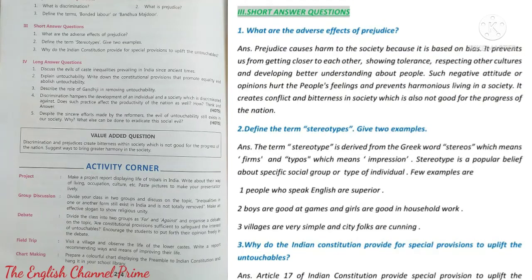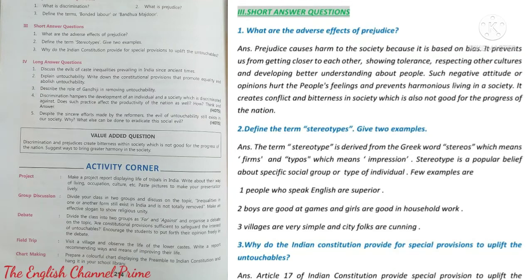Done children? Second question. Define the term stereotypes. Give two examples. Answer: the term stereotype is derived from the Greek word stereos, which means firm, and typos means impression. Stereotype is a popular belief about a specific social group or type of individual. For example, first, people who speak English are superior. Second, boys are good at games and girls are good at household work. Third example, villagers are very simple and city folks are cunning.